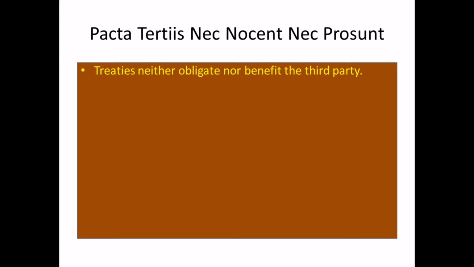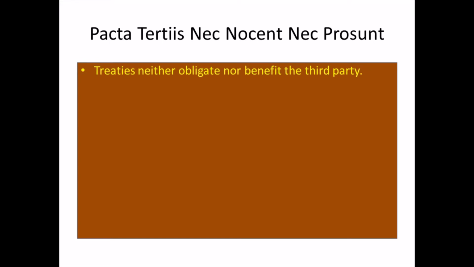Those people who sign the treaty fall under the obligation to follow it, and only those people are benefited out of that treaty. No third party, or no person who has not signed this treaty, will be benefited out of it. So this is what pacta tertiis nec nocent nec prosunt says.